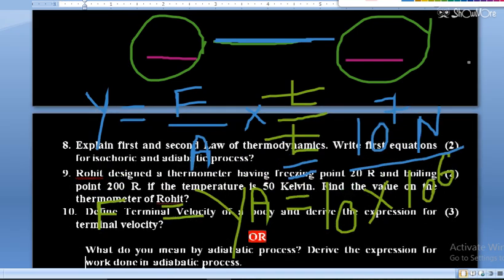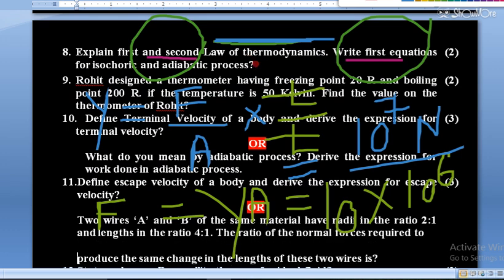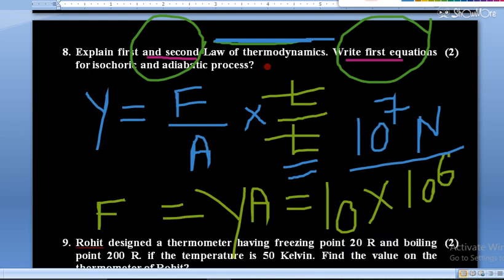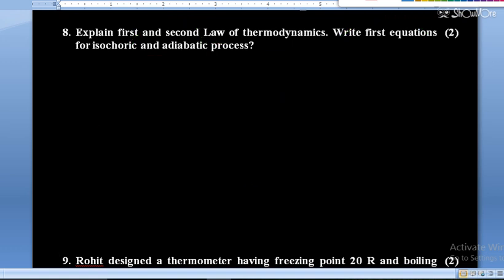Explain first and second law of thermodynamics. Write equations for isochoric and isobaric process. So next question is the eighth question. Okay, clear. So eighth question: explain first and second law of thermodynamics, and then you have to write the equations for isochoric and adiabatic processes.